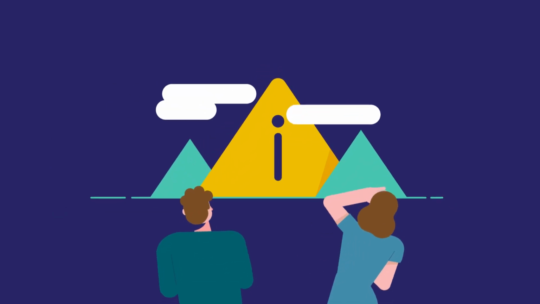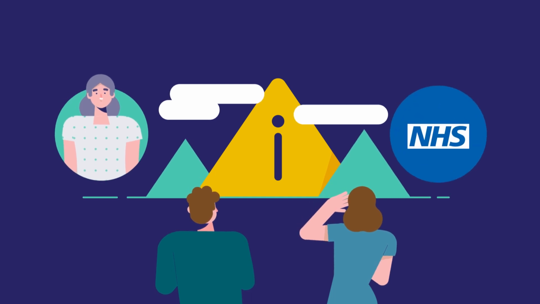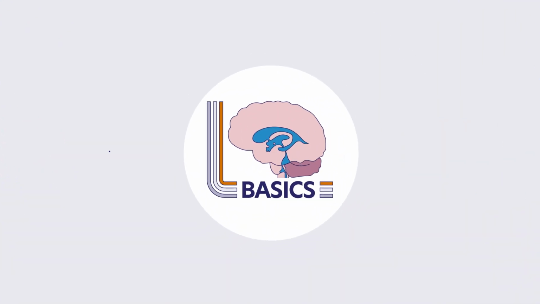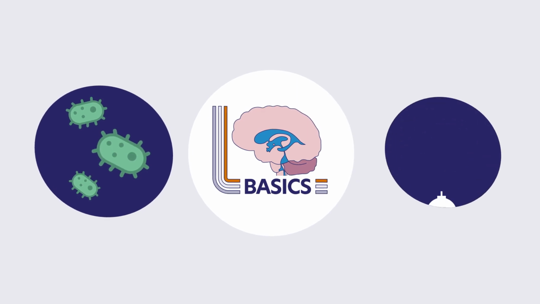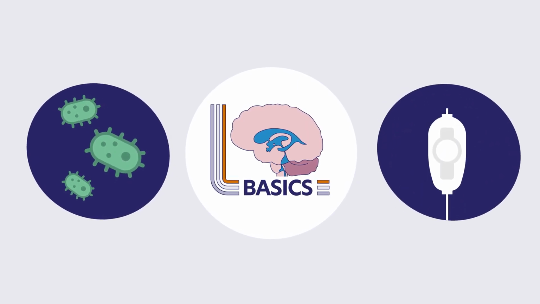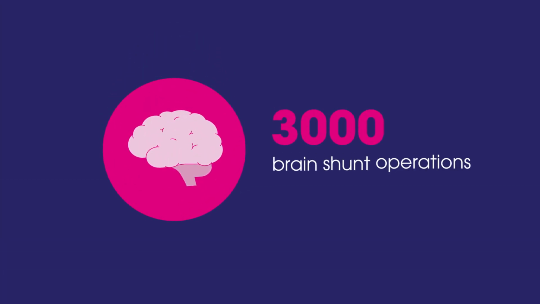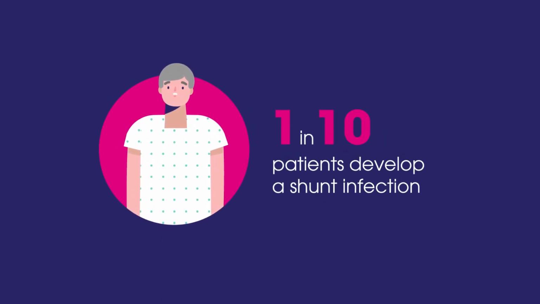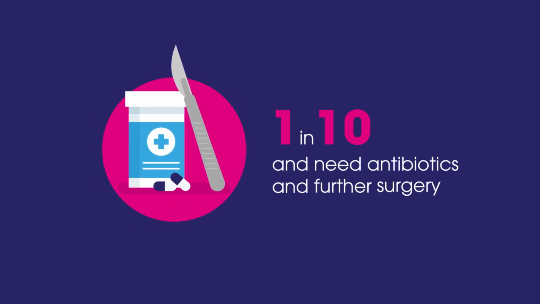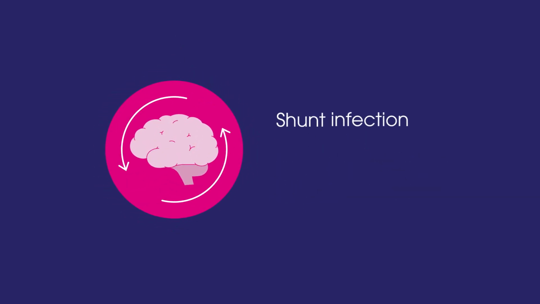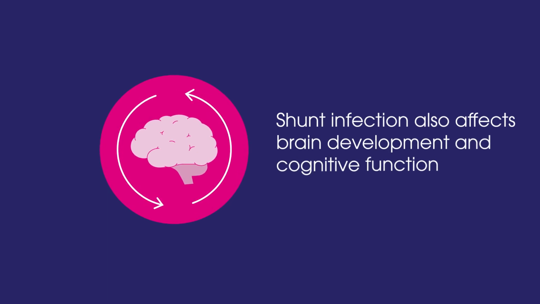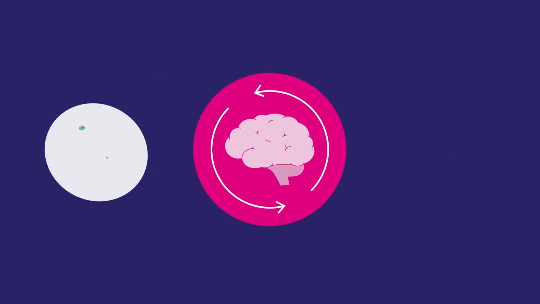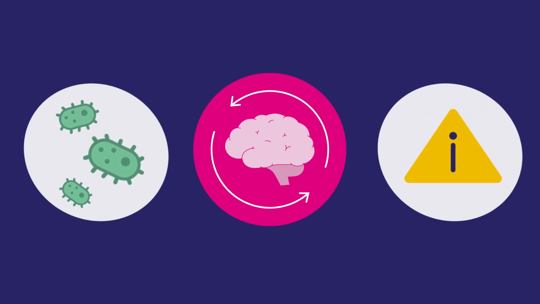It is necessary to describe the importance and scale of the problem for patients and the NHS. BASICS addressed the issue of infection after surgery to insert a ventriculoperitoneal shunt, which is the main treatment for hydrocephalus. There are about 3,000 brain shunt operations each year in the UK. Up to 1 in 10 patients develop a shunt infection and need antibiotics and further surgery. Shunt infection also affects brain development and cognitive function. So, preventing shunt infection is really important.